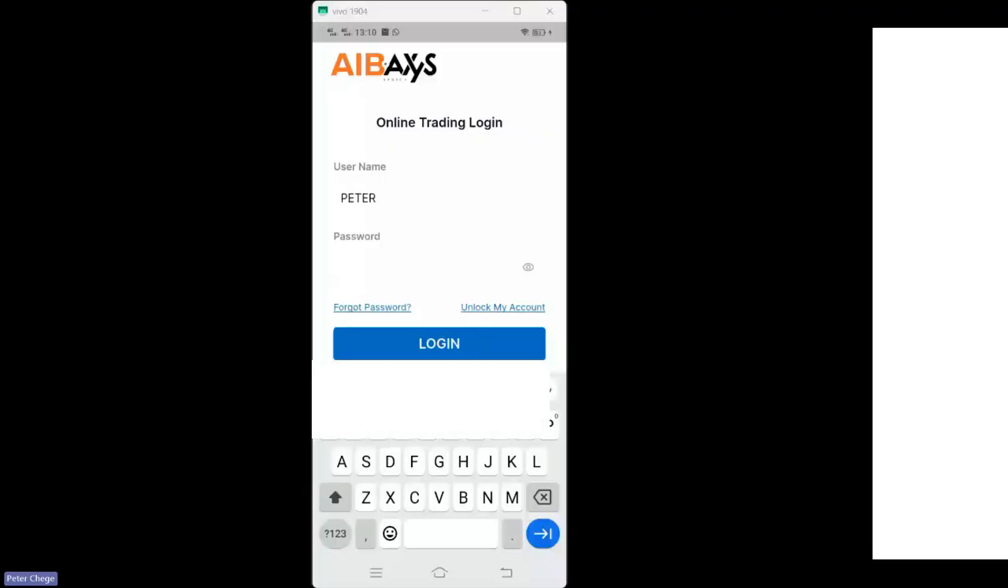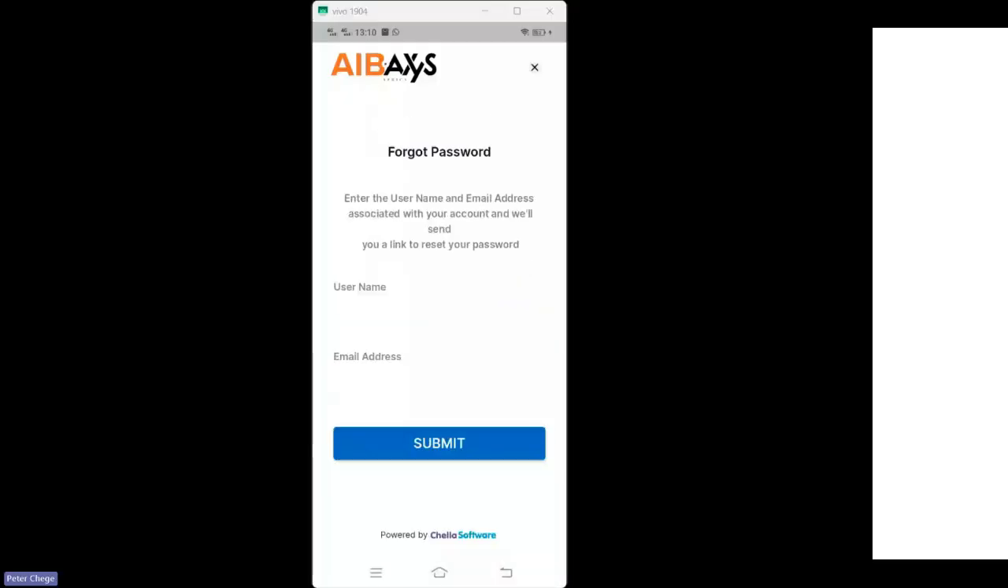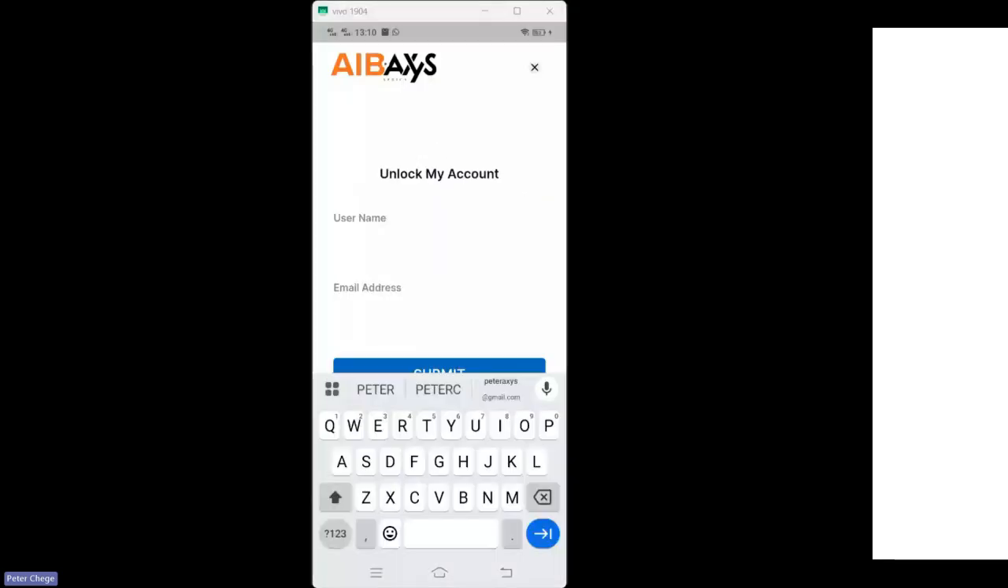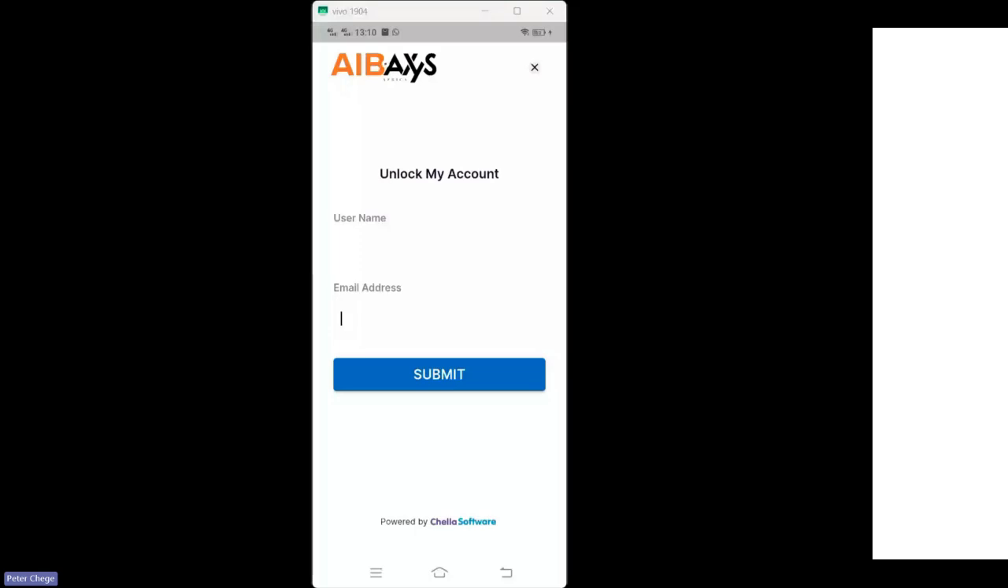Just before I log in, if you forget your password, you just go to forgot password. Put your username, email address, submit. Real time you get your new PIN plus your username. If your account is locked, maybe you have tried wrong PIN 5 times, you just go to unlock my account, username, email, submit. No manual intervention on our side. You can do this even on weekend, even at night. You get an automated email with your new PIN and username.